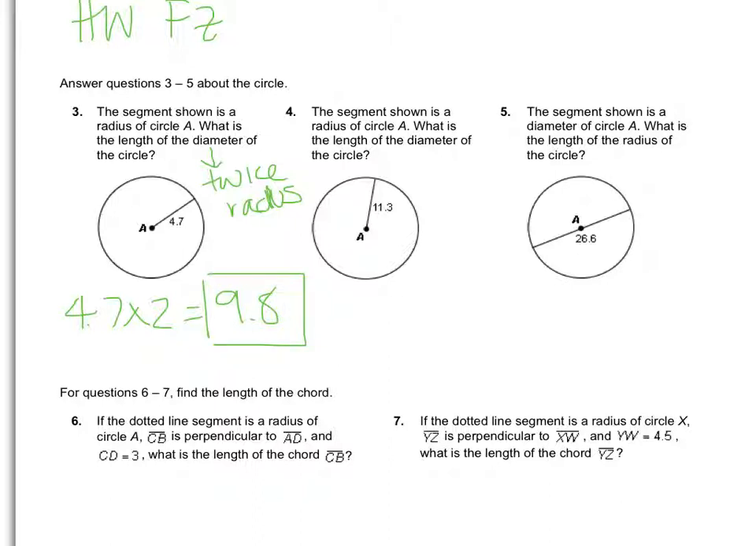Number 5 says the segment shown is a diameter. What is the length of the radius? Well, if the diameter is twice the radius, the radius is half the diameter. So I have to take 26.6 and divide it by 2. 26.6 divided by 2 is 13.3.